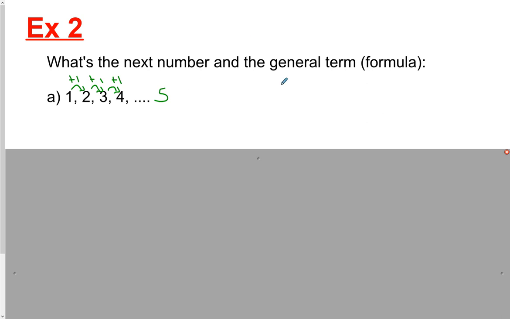For my general term, I'm going to start by writing Tn, of course, for my general term. And I notice that for my first term it's 1, for my second term it's 2, for my third term it's 3. So that means my general term is just going to be n. If I want my first term, I sub in a 1. If I want my second term, I sub in a 2. So whatever term number it is, that matches what that value is. So my general term is just an n. For the fifth term, I sub in a 5.